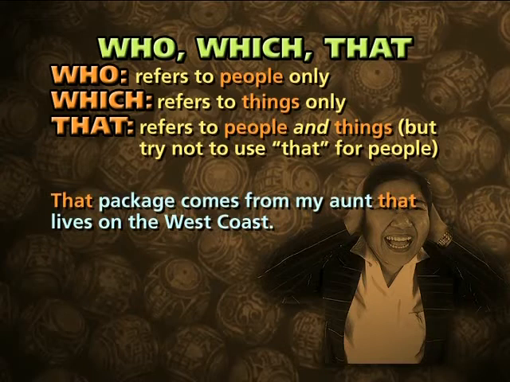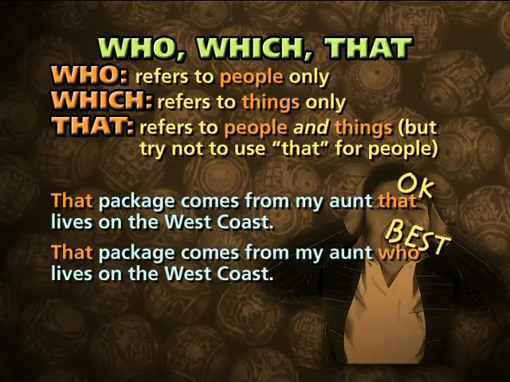That package comes from my aunt that lives on the West Coast. I would prefer that package comes from my aunt who lives on the West Coast. So if you remember, who for people, which for things, and that for both people and things, but try to use it mainly for things.